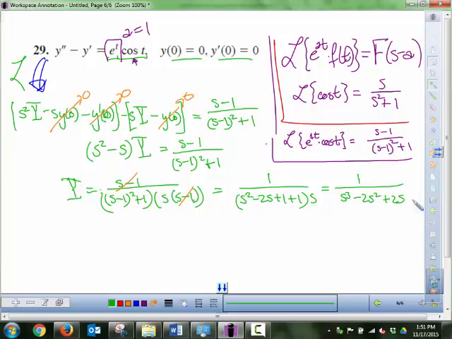Can we factor this? Two? No. Did I do the algebra correctly?